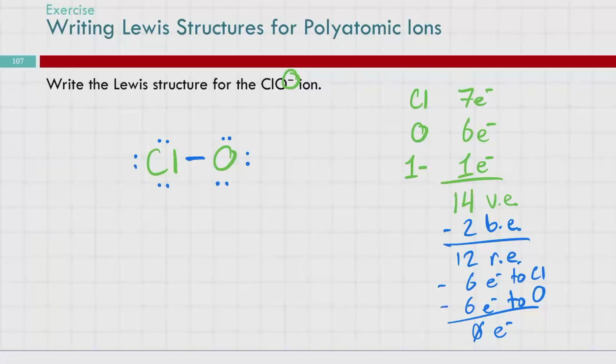Then we would check our octets. So we look at chlorine. Chlorine has 2 from the bond, 4, 6, 8. So it's got its octet. Oxygen's in the same situation. It's got 8 electrons. So it's also happy. And then the thing we need to remember is that we get these brackets and a minus charge in the top right corner. So this would be our hypochlorite ion.